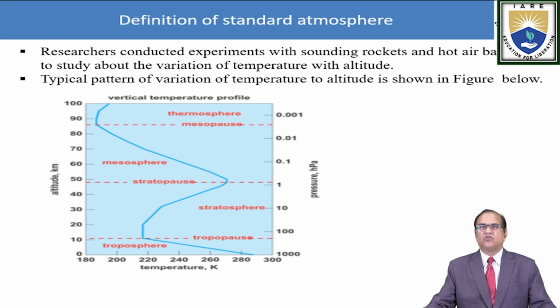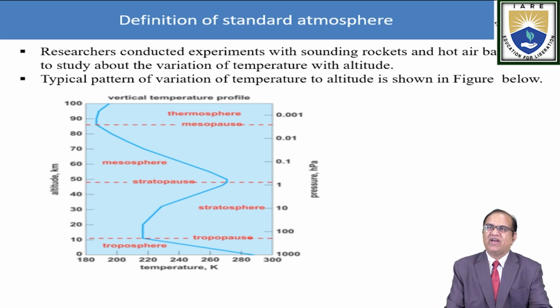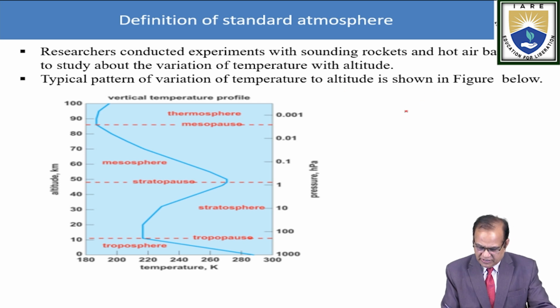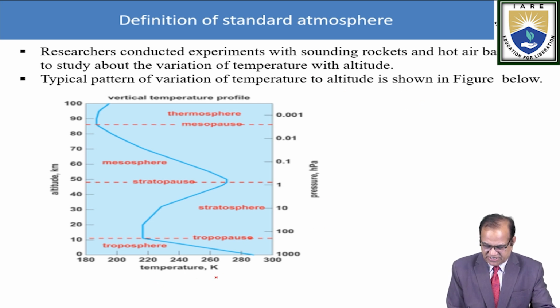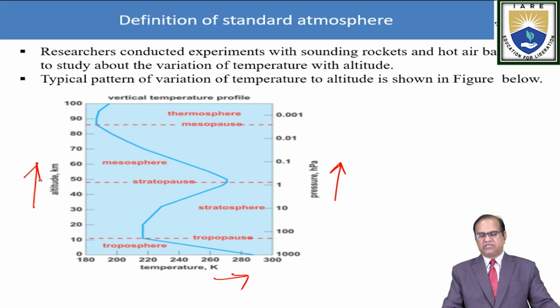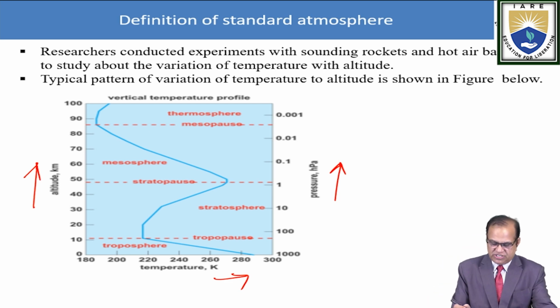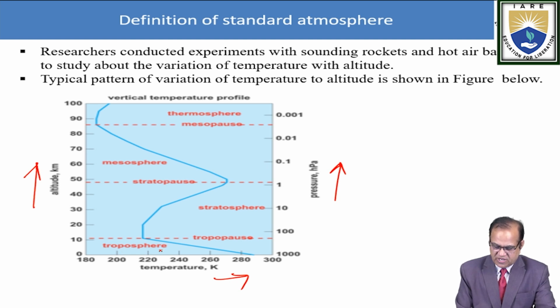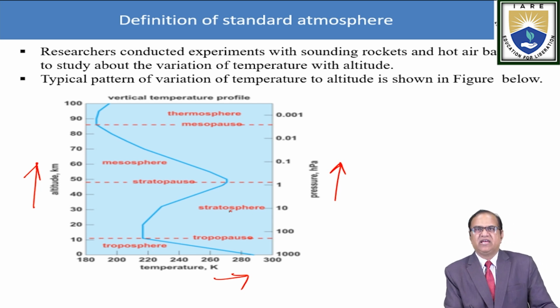Here is the figure. In this figure, you can see the variation of temperature and altitude. This is the temperature, this is the pressure, and this is the altitude, in kilometers. If you see here, a number of layers are there: first the troposphere, then the stratosphere, then the mesosphere, and then the thermosphere.